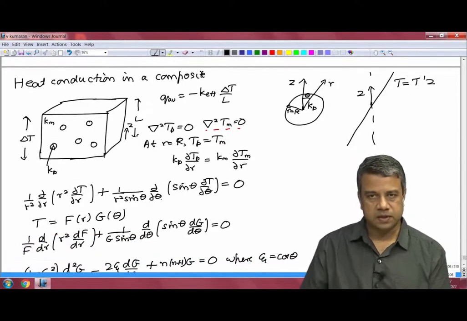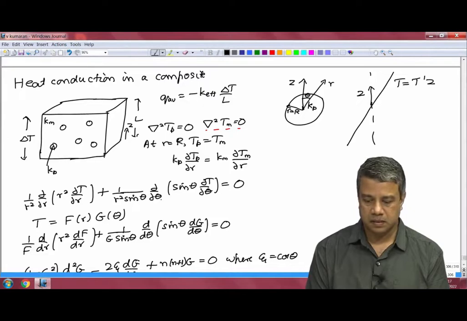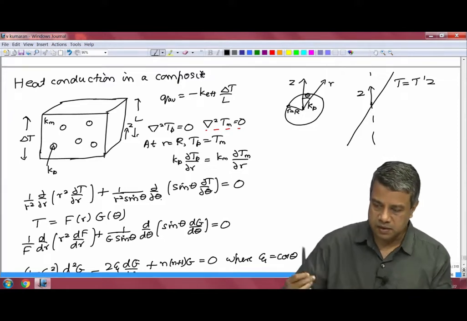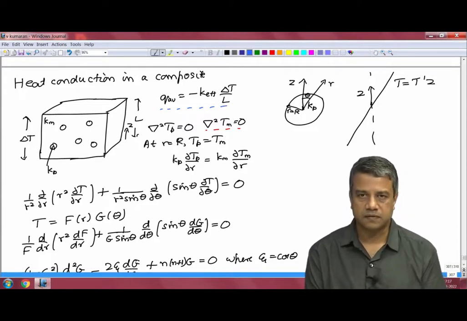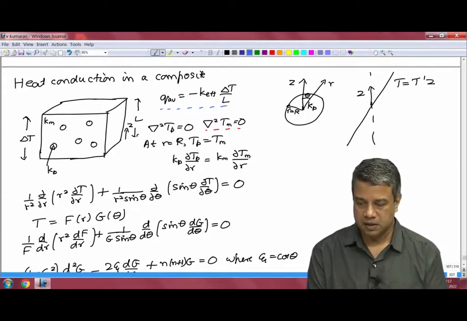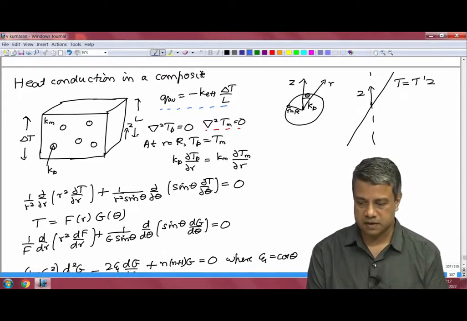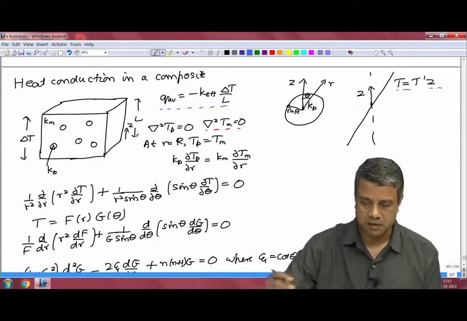Heat conduction in a composite: spherical inclusions of radius R with thermal conductivity Kp in a matrix of thermal conductivity Km. We wanted to find the relation between the average flux and the applied temperature gradient, which is the difference in temperature divided by the length. The Laplace equation is applicable for the temperature in the particle and the matrix. Boundary conditions are that at the particle surface, the temperatures are equal, the fluxes are equal, and far from the particle, the temperature is equal to T prime times Z.